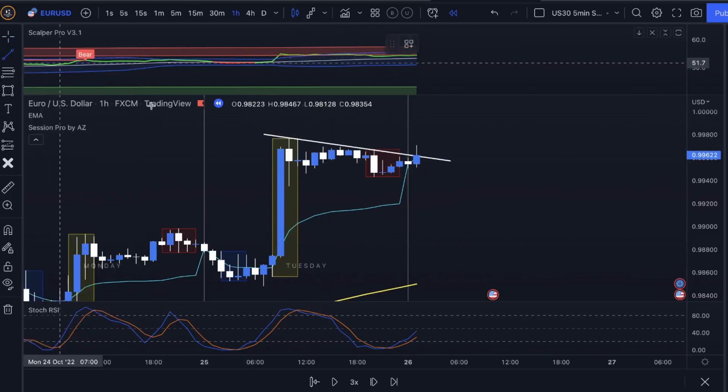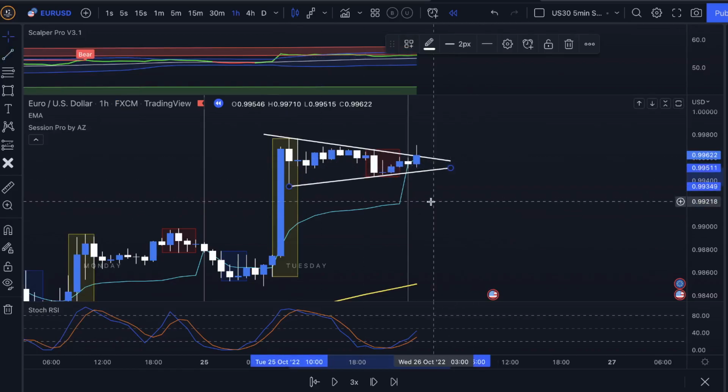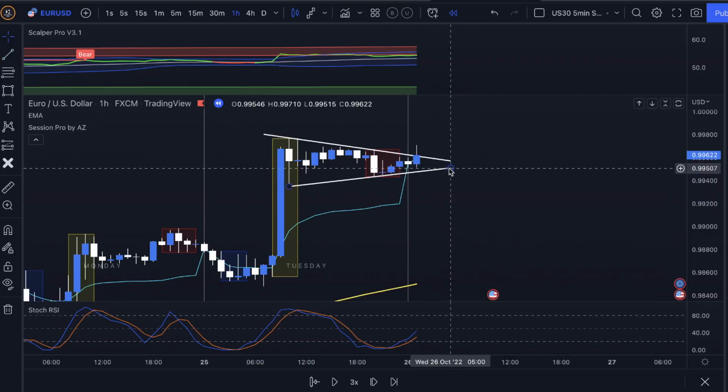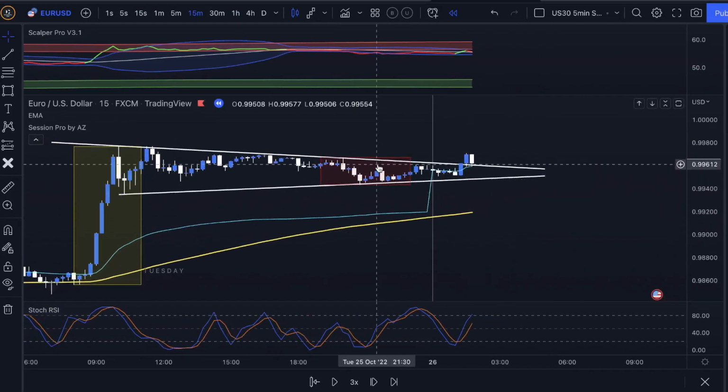You could also do the downside part here. Let's do it like this. And we see, so we have a little triangle or a little pennant being formed right here. So I lowered the time frame down to the 15-minute and things started to become a little bit clearer.